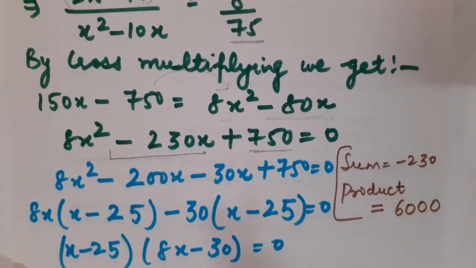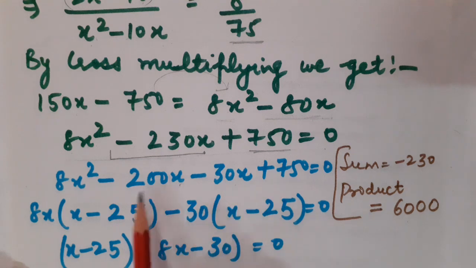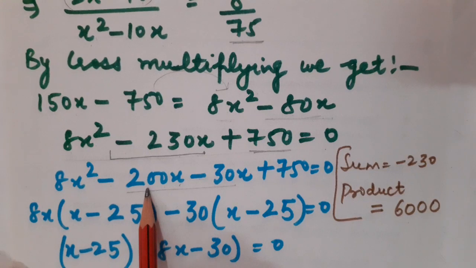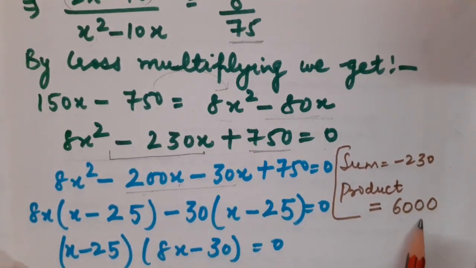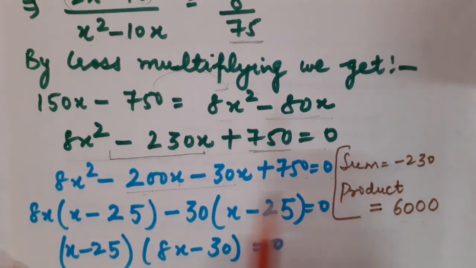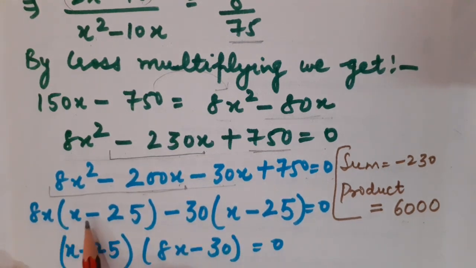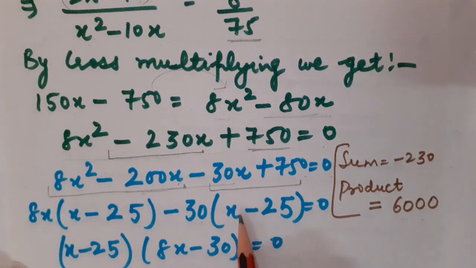So see children, I have split it. This is 8x square minus 200x minus 30x. Add them, because minus minus plus, but the sign will be of minus. So you will be getting minus 230x. But when you multiply them, you will be getting plus 6000. Correct? So this plus 750 will be written as it is, equal to 0. From the first two terms, I am going to take 8x as common. So inside the bracket, I have got x minus 25. From here, I am going to take minus 30 as common. So I will be getting x minus 25 is equal to 0.